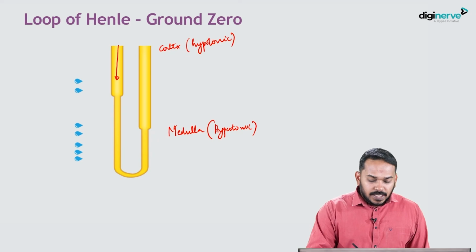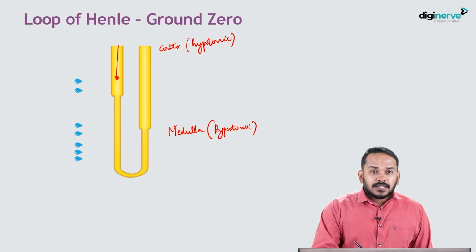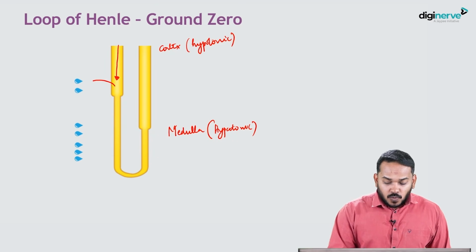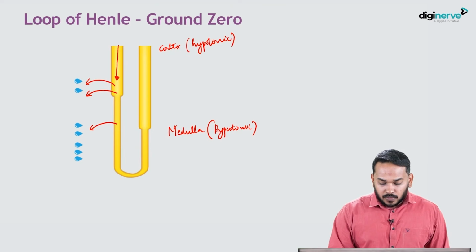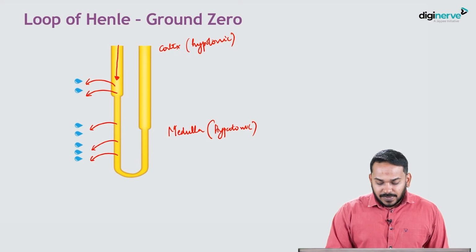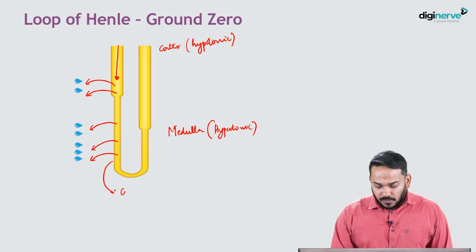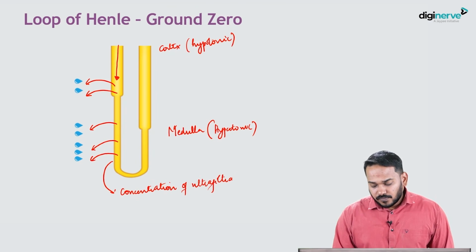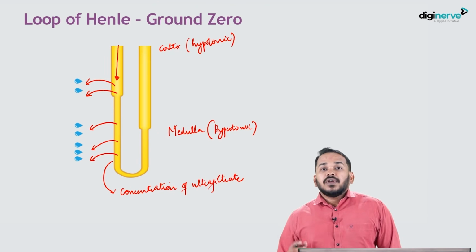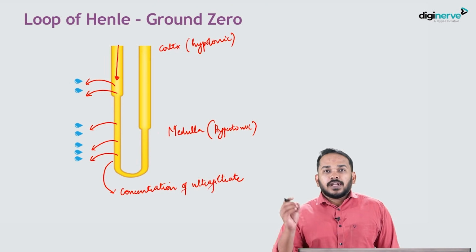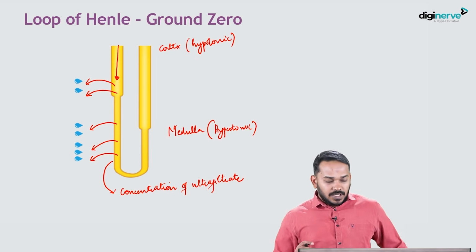So when this ultrafiltrate flows through the descending limb of loop of Henle, and since the descending limb is permeable to water, water will be reabsorbed into the cortex and also into the medulla. So this will result in concentration of the ultrafiltrate. The ultrafiltrate will get concentrated as it moves through the loop of Henle towards the medulla.